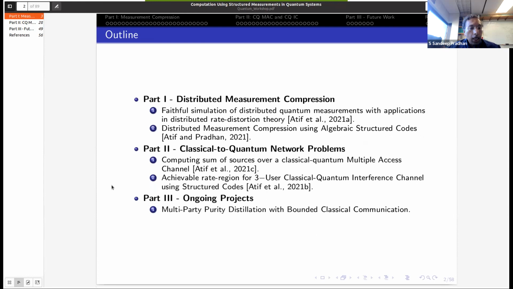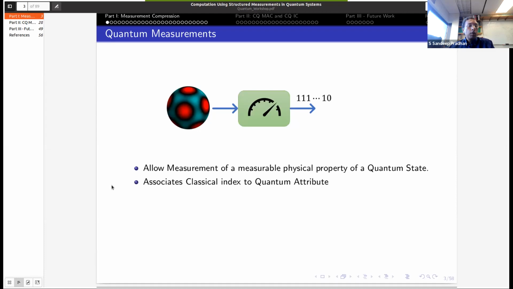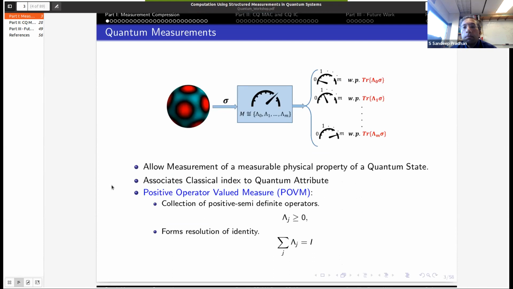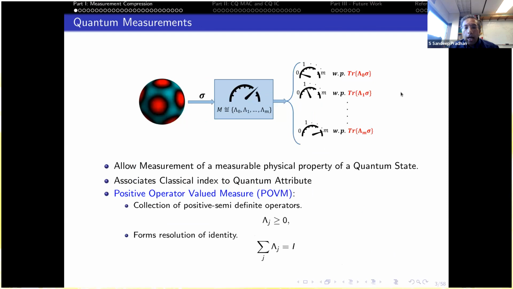So here is our first topic, quantum measurements. Quantum measurements are an interface between quantum systems and the classical world that we live in, and we associate a classical index to a quantum attribute. We model a measurement using what we call a positive operator valued measure, a collection of operators lambda j which are positive semi-definite and form a resolution of identity. We do the measurement, and the probability of getting a particular outcome is given by the trace of the corresponding operator with the density operator sigma of the quantum state. Again, I would like to encourage you to ask questions and clarify doubts if you have any.